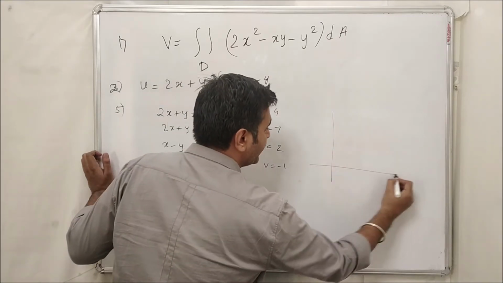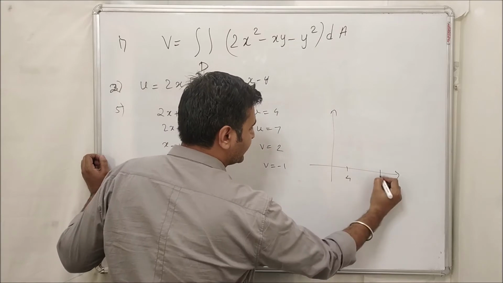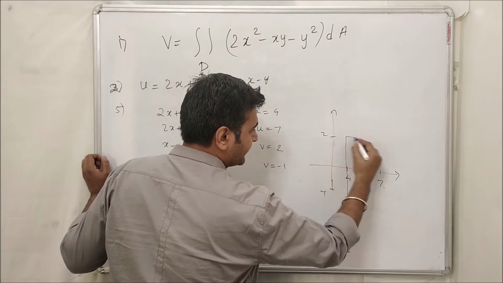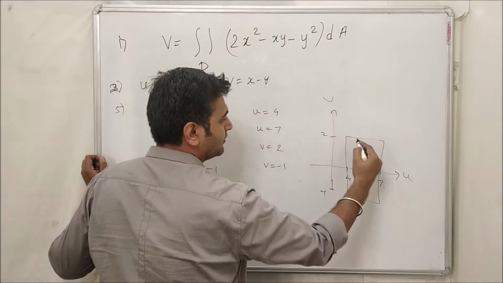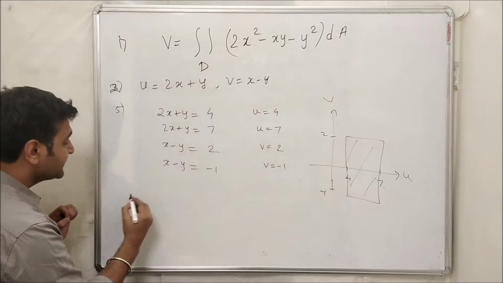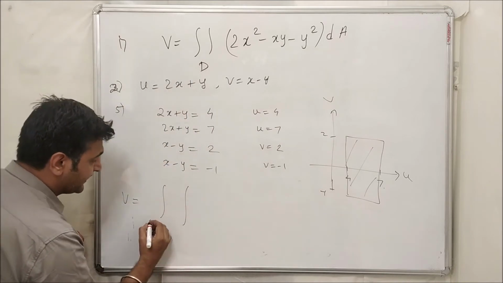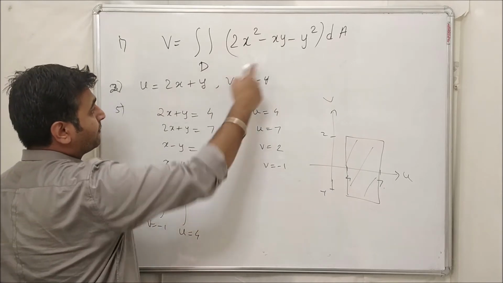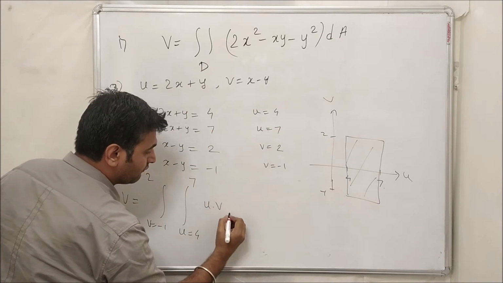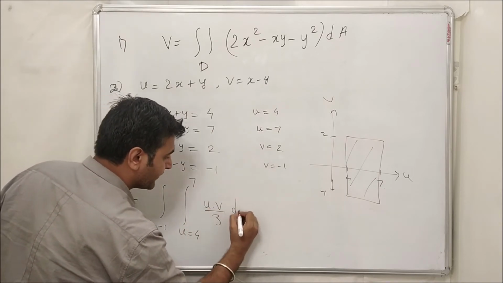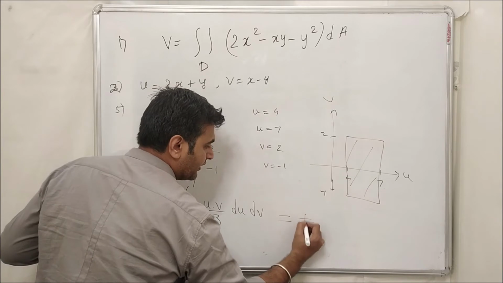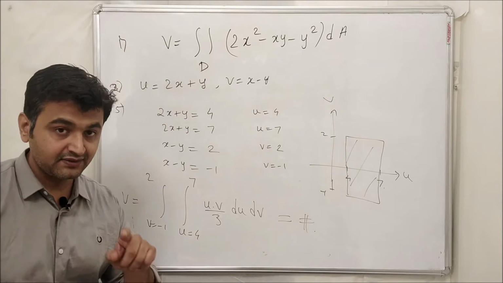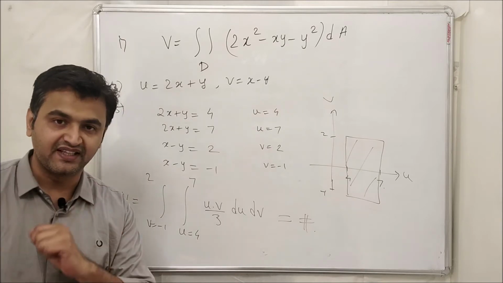If you want to draw in the UV plane, you can draw, but no need. Because I know all the things are numbers, this is minus 1, this is 2. So this is the rectangle we have in the UV plane. So this is the region now. And now this becomes easy. So what is the volume? Integration, you take any order whichever you like. v is minus 1 to 2, u is 4 to 7. This is the product of these two, right? So this is u into v. What was the Jacobian? 1 by 3 du dv. And now this is much easier to solve. Okay, so the first homework for today's class is: pause the video, solve this, comment the answer.